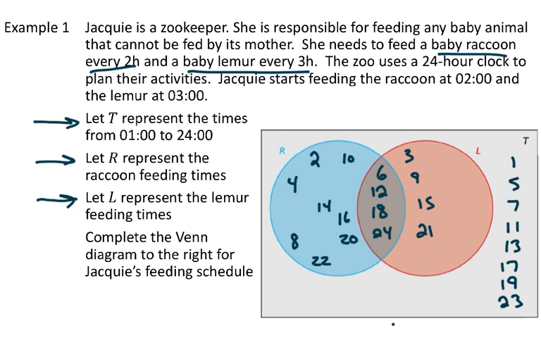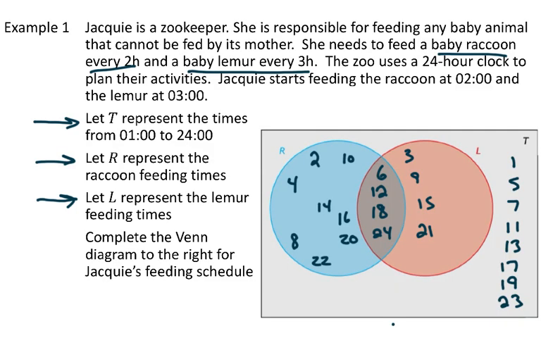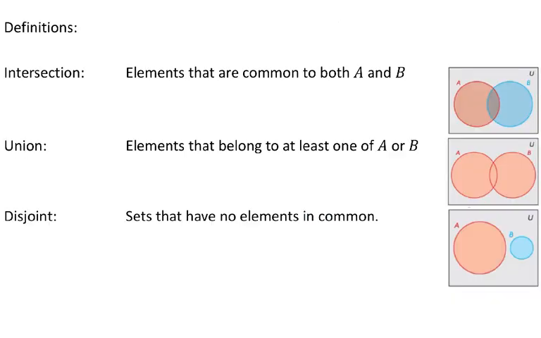So this brings us to a little bit of terminology. The intersection of two sets are elements that are common to A and B. Looking back at Jackie and her feeding, that would be 6, 12, 18, and 24. Those would be in the intersection. It's the overlap between the sets. So visually, this would be the intersection.